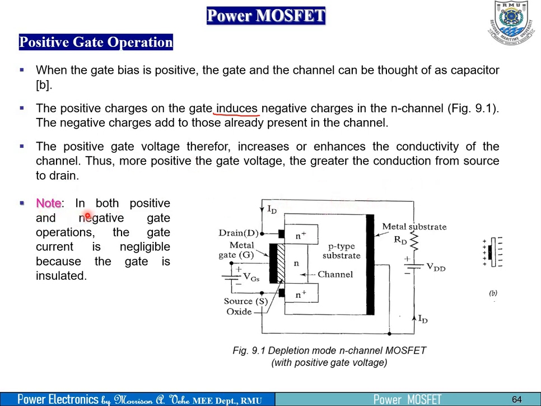Now we should know that in both positive and negative gate operation, the gate current is negligible, because the gate is insulated. You should take note of that. Because of the insulation here, the gate current is actually negligible. So we focus on what is flowing from source to drain.